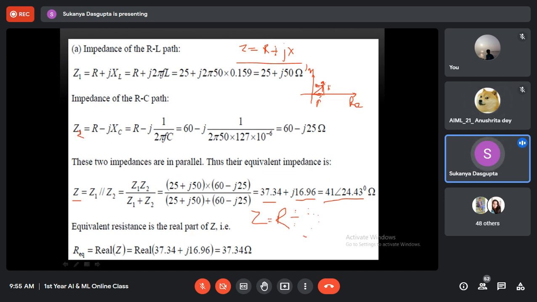R is the real part and X is the imaginary part. This is X. The pointer is not working correctly. So that's why, from the overall equivalent impedance, we'll calculate resistance as the real part and reactance as the imaginary part. Because the impedance of any circuit will always be represented as R plus jX, where R is the real part and X is the imaginary part.